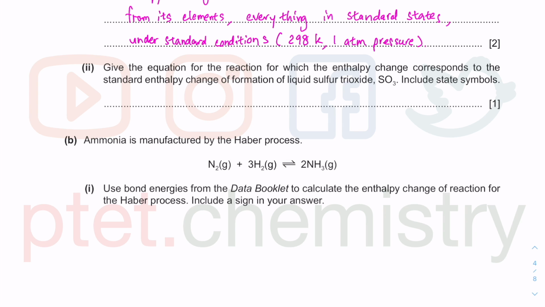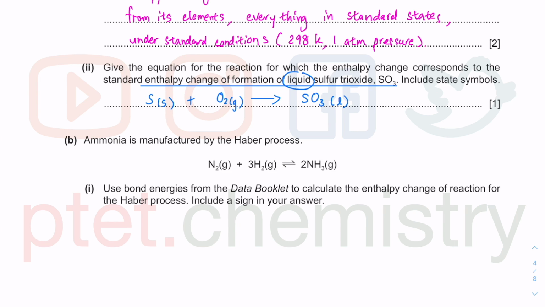Now next one, give the equation for the reaction. So you want the standard enthalpy change of formation of liquid sulfur trioxide. Be very careful, liquid. That's what they say, liquid. When you are asked to do enthalpy change of formation, always write the product first because of the definition, 1 mole of this substance. This is the state that you want. So now you're forming from the elements. So sulfur as an element, a yellow solid, and then you have oxygen gas.